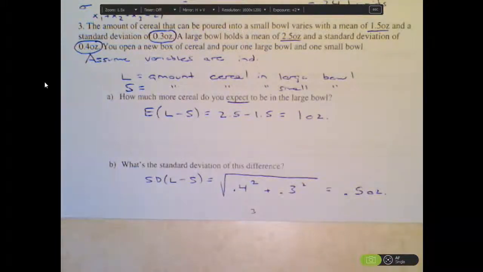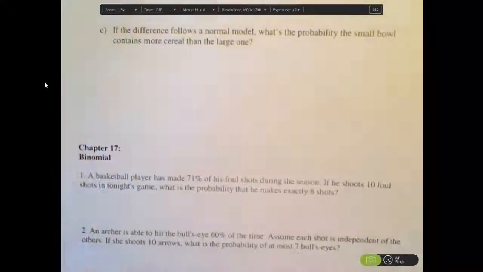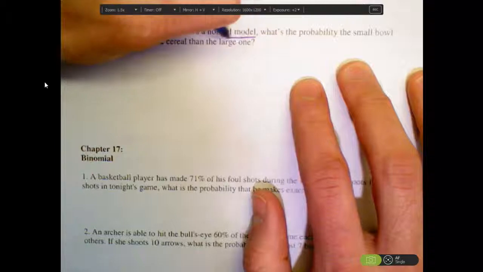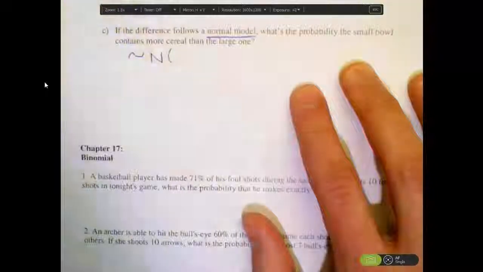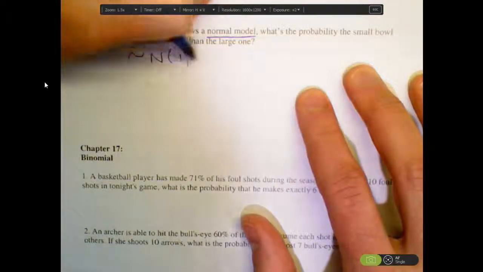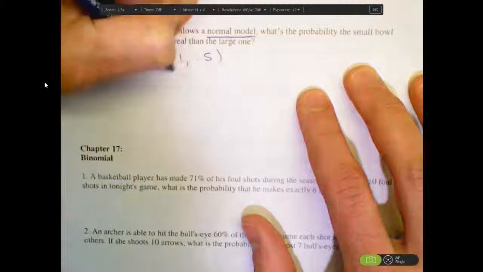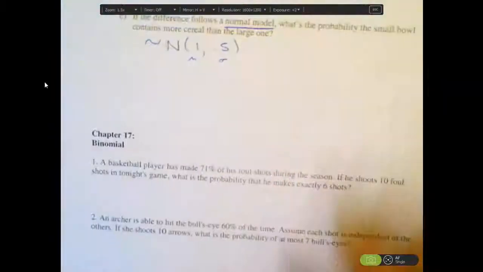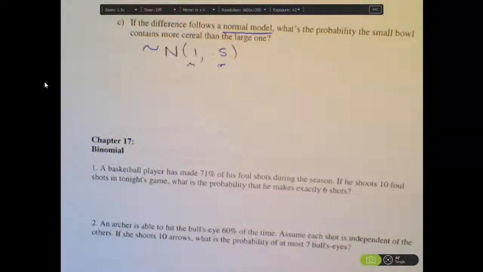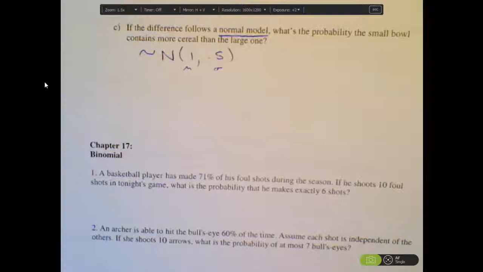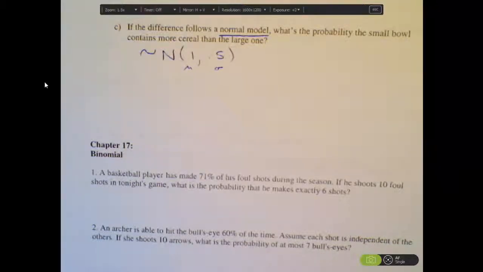All right, so let's take a look at the next page. And this question continues on here. Okay, this is a nice follow-up question that you're going to possibly see on the AP exam. And they like to tell you this, if the difference follows a normal model. So essentially that's really important because we just calculated the mean and standard deviation. We know that the normal model has 2 parameters, mean mu, standard deviation sigma. So I know that the mean is 1 ounce and the standard deviation is half an ounce. And I want to know what's the probability the small bowl contains more than the large bowl.